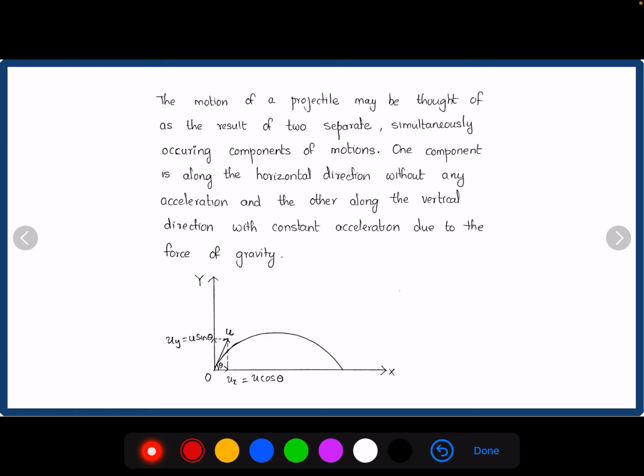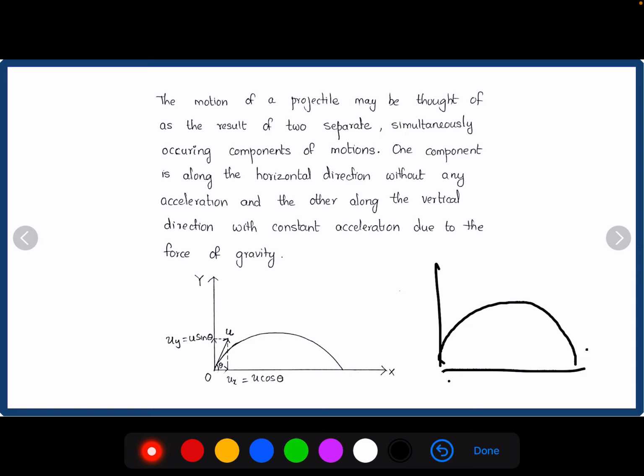Now, if you think about the horizontal motion, in the horizontal direction, the projectile goes without any acceleration. But in the vertical direction, it has acceleration. That is nothing but acceleration due to gravity. So in simple words, if you have thrown something, a cricket ball or a javelin, it goes like this.